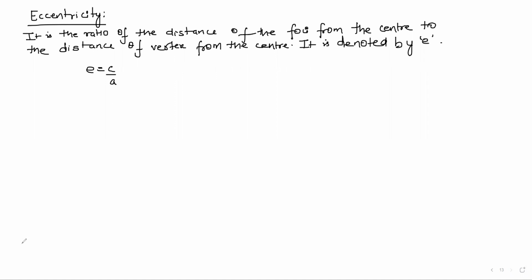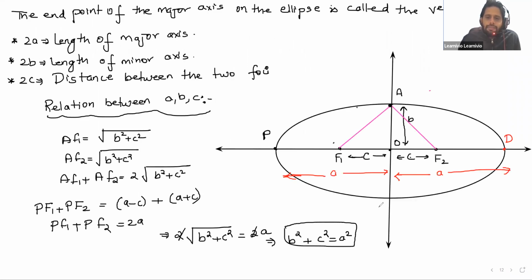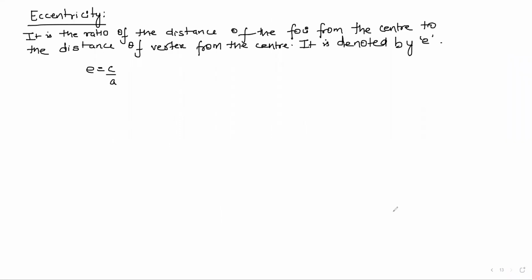Can you explain? Eccentricity is c by a. What is c, Yusra? If we check the graph of the ellipse, then c is the distance between the focus and the center. And what is a? The distance between the vertex and the center. Okay, so this is the ratio c and a. Any doubt till now? No, sir. Okay, then we will do the next topic of ellipse in the next class.